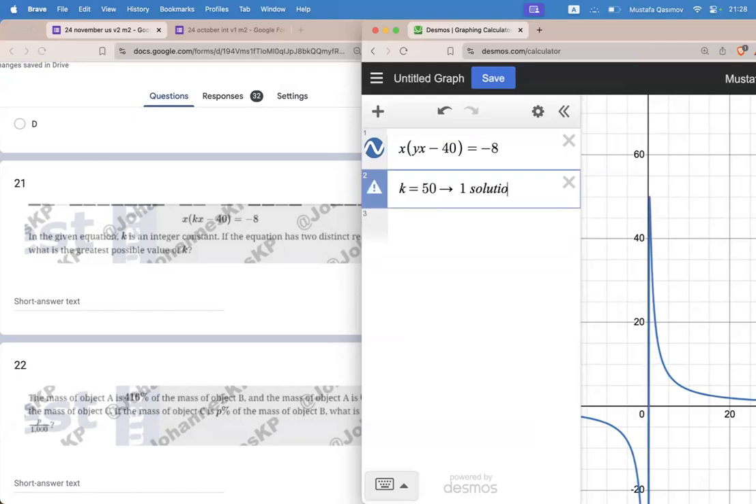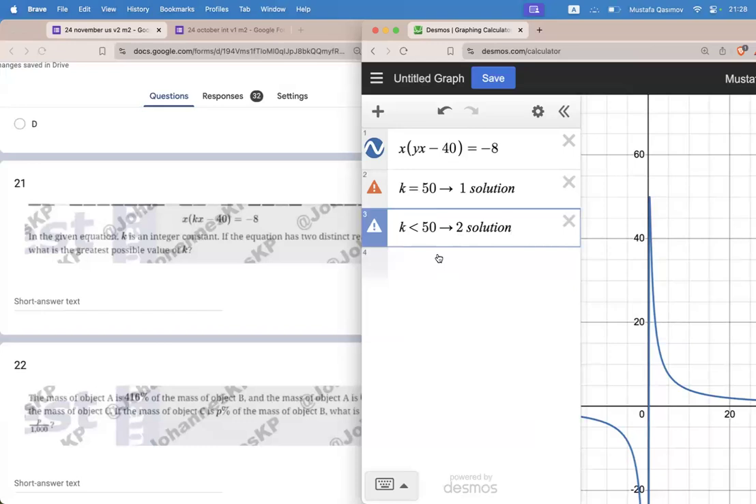But in this question, probably it asks two distinct solutions. So that's why it has to be less than 50. So k is less than 50 means there are two solutions. So what's the biggest value of k? It is 49. So the answer is 49. Okay, let's continue.